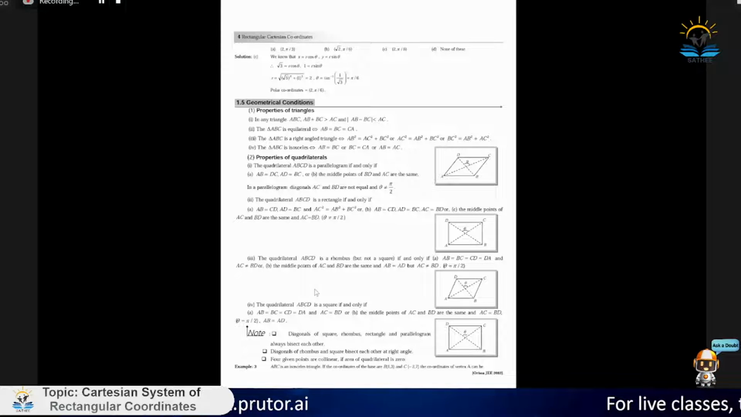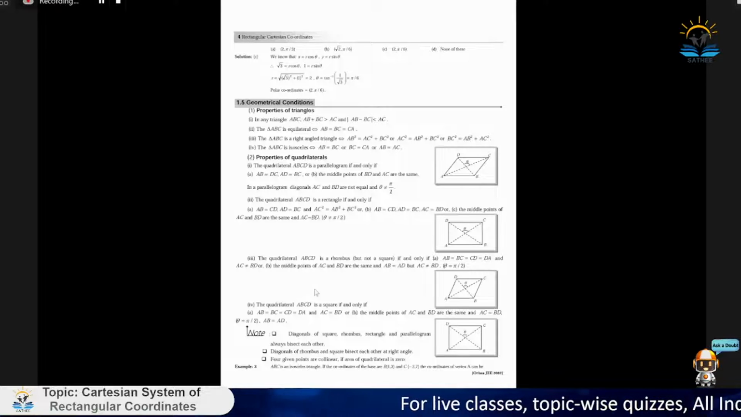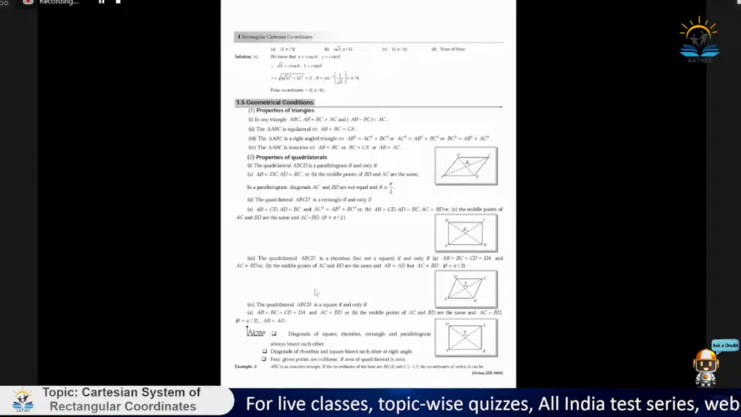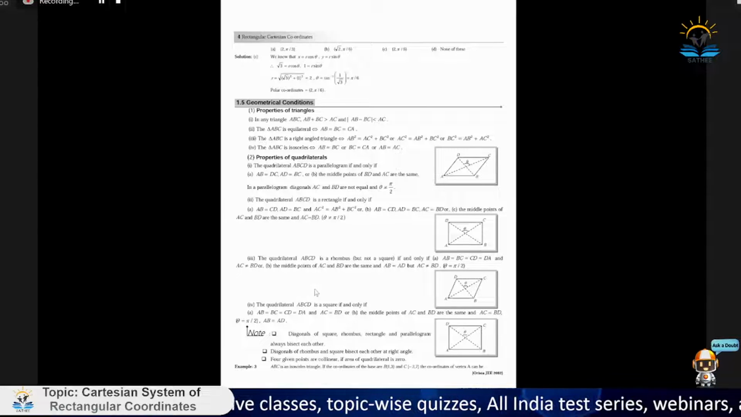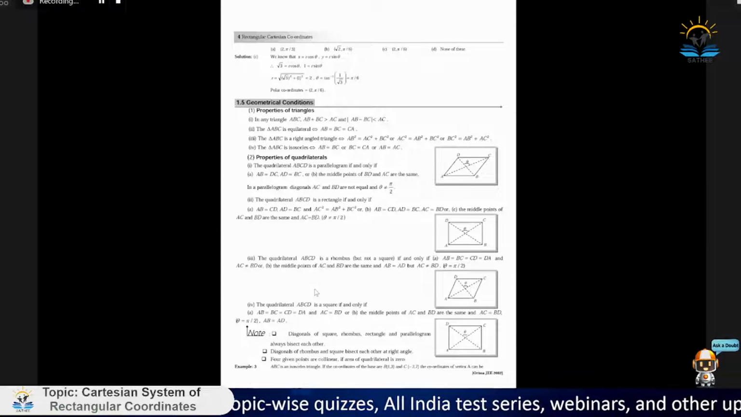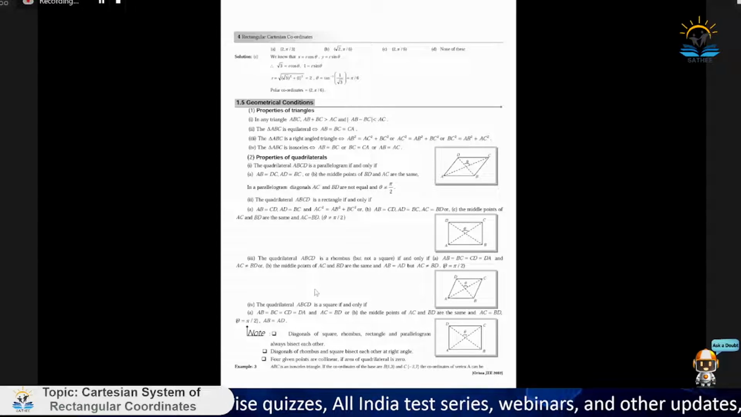So the enclosed area would be 0. So we'll see some examples as we know these properties. Here we have an example. The question says that ABC is an isosceles triangle, and the coordinates of the base B and C are 1, 3 and minus 2, 7. The coordinate of vertex A can be. So here we have 2 points and we need to find the third point.